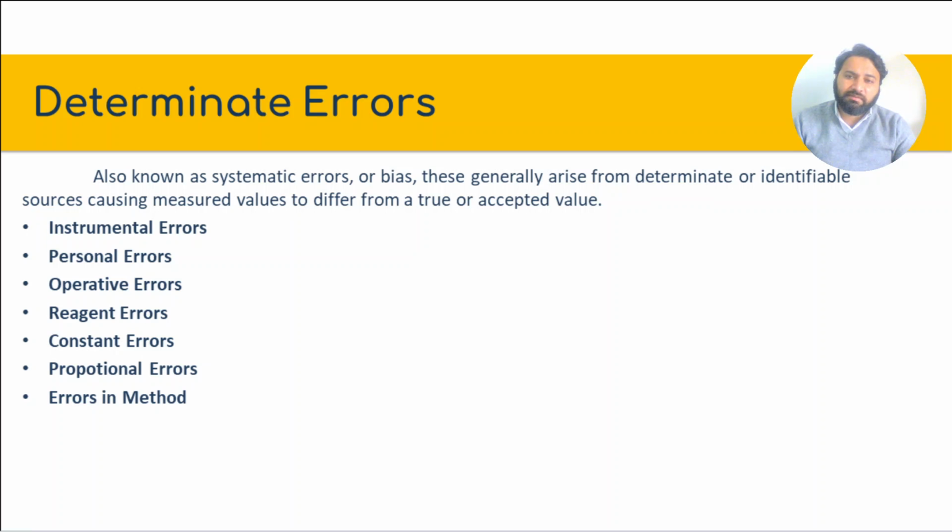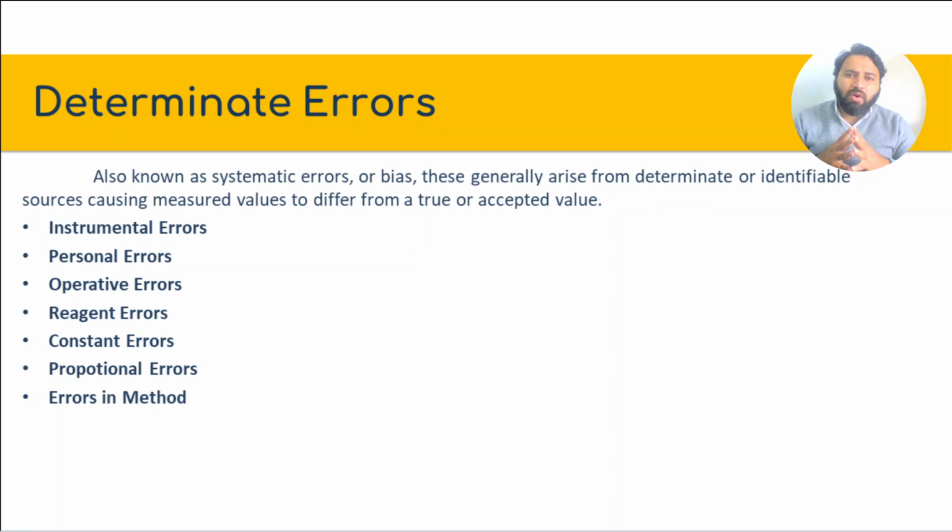Second is personal error. Such errors are exclusively caused by personal mistakes and the carelessness of the analyst. These can be reduced by experience. For example, a mistake by the analyst during reading or calculation. These are some personal errors. Operative errors: these errors are physical in nature and occur when an appropriate analytical technique is not followed.